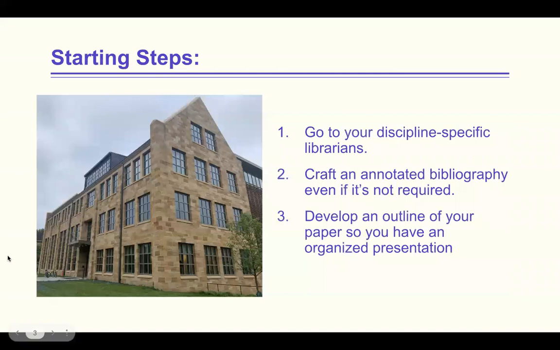The first steps you should take in writing a research paper are to visit your discipline-specific librarian, craft an annotated bibliography, even if your professor hasn't required it, and then to develop an outline of your paper so you have an organized presentation going forward, again, even if your professor hasn't required it.